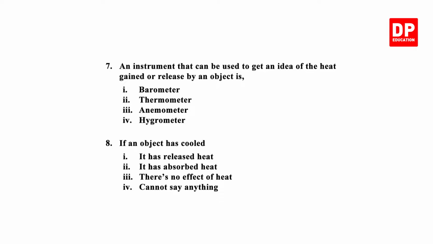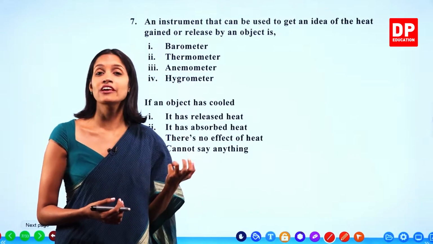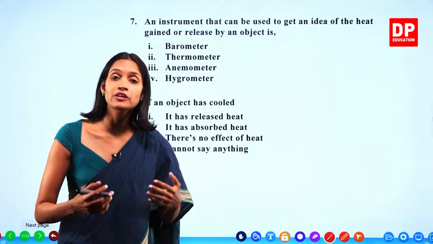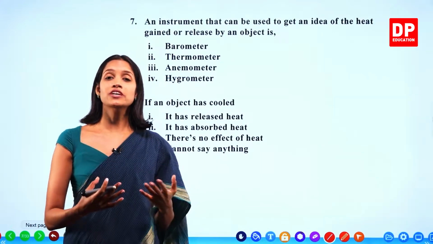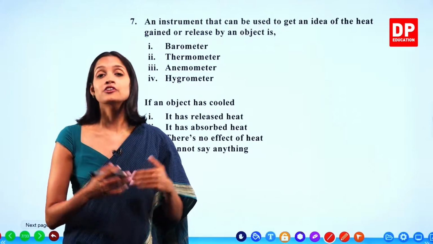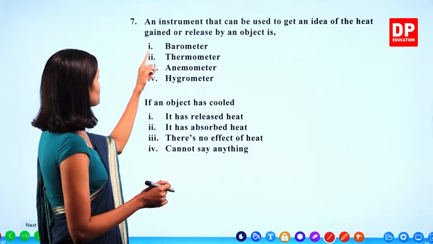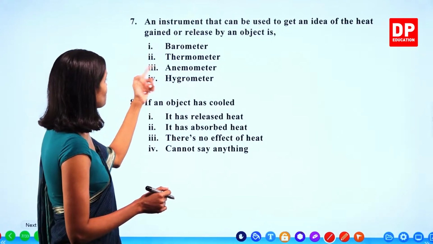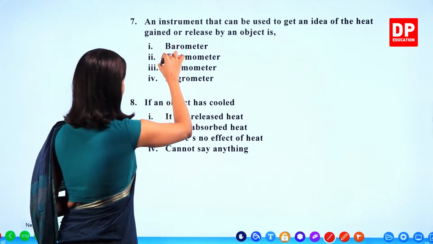Next one. An instrument that can be used to get an idea of the heat gained or released by an object. What is the instrument, children? Thermometer. To measure the temperature, we can use thermometers. According to the increase and decrease of the heat, the temperature of an object also increases and decreases. To measure the temperature, we can use thermometers, right? Barometer, thermometer, anemometer, hygrometer, right? Thermometer.